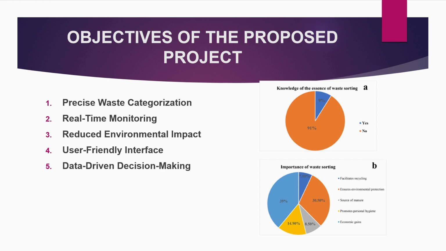Next, real-time monitoring is done using IoT. Basically, the main feature is, whenever the dustbin is full, a message or notification is sent to the driver so that the driver can come and collect the waste. It is environmentally friendly and user friendly, and can be used by anyone. Reduced environmental impact: as we know, if proper waste segregation is done, there is a positive impact on the environment. Next, data-driven decision making. Decision making means whenever the dustbin is full, it gives a notification to the user. So proper decision making is done.